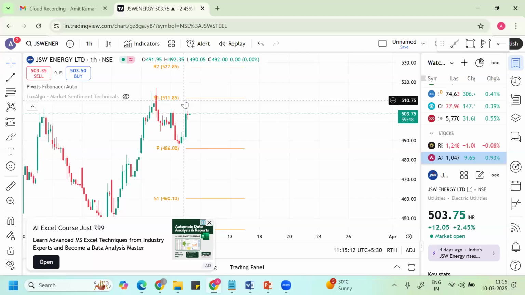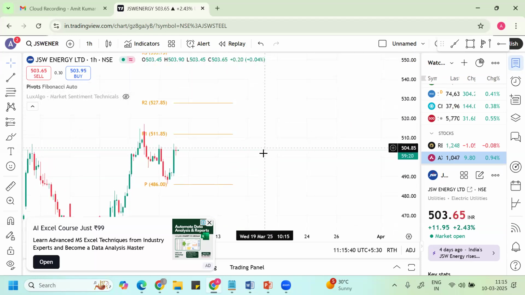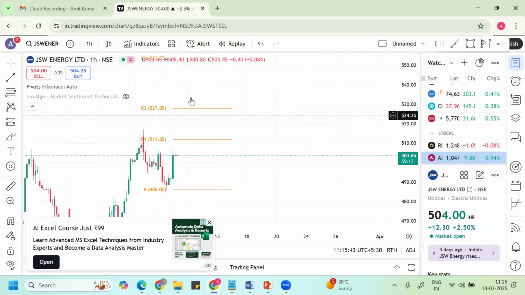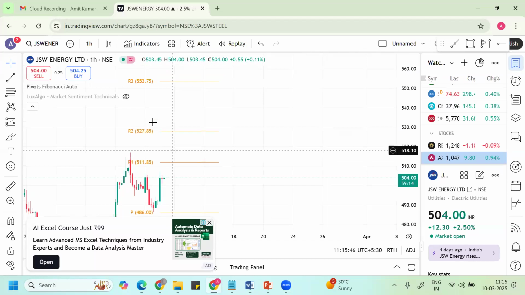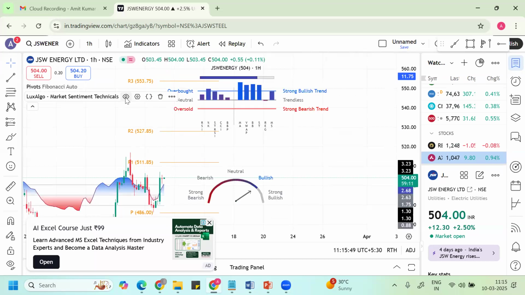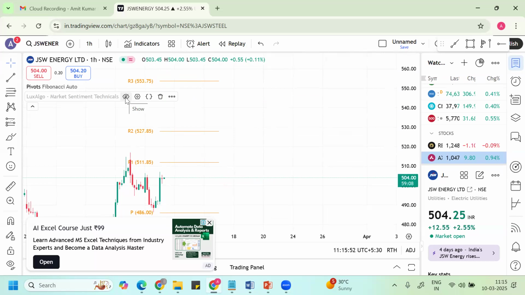We can change the time frame to get into the trade. Resistance is the level. I'm saying above 512 because you can see there's a resistance at 511.85. If it gives a breakout above that level, then only I'll make an entry, and my target would be the next resistance, 527. If we give a breakout above that level, imagine it's giving good value, then my next target would be 553. This way you can select the stock and proceed with your trade.